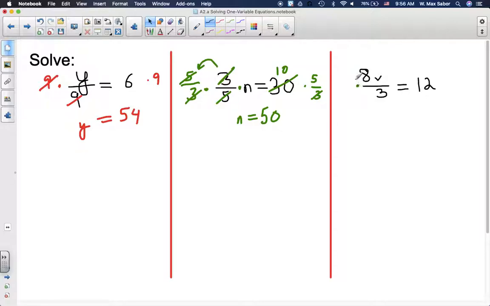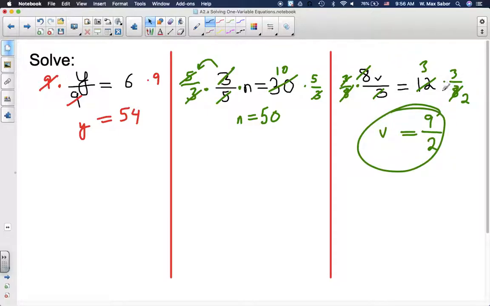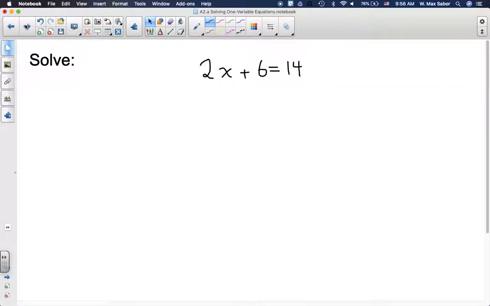And lastly, we'll multiply by this reciprocal. 8 thirds times 3 eighths will be 1. 8 and 12 are both divisible by 4. And 3 times 3 is 9 over 2. If you need to review your fractions, do review your fractions.